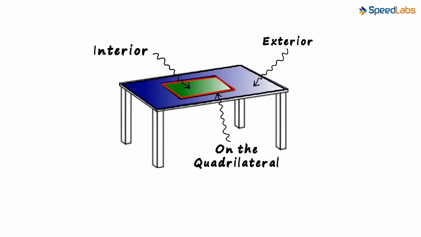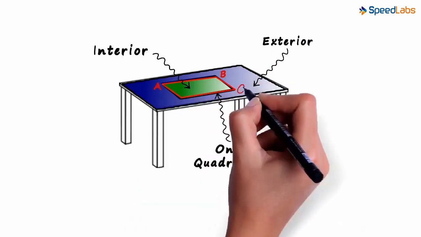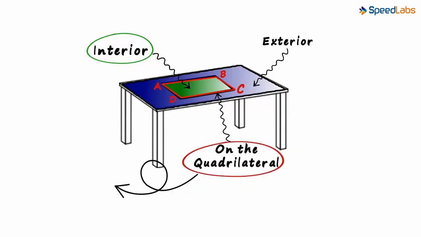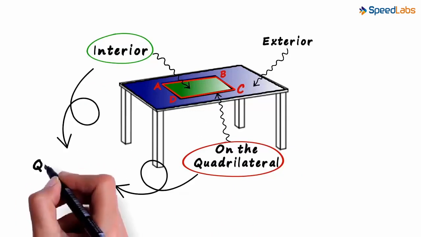Let us name our quadrilateral A, B, C, D. The interior of the quadrilateral ABCD, that is the green region, plus the quadrilateral ABCD, which is the red boundary, together are called the quadrilateral region.